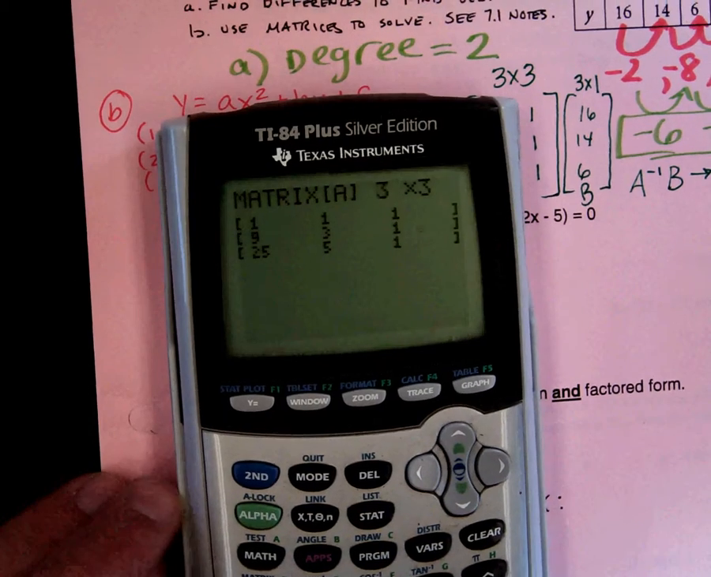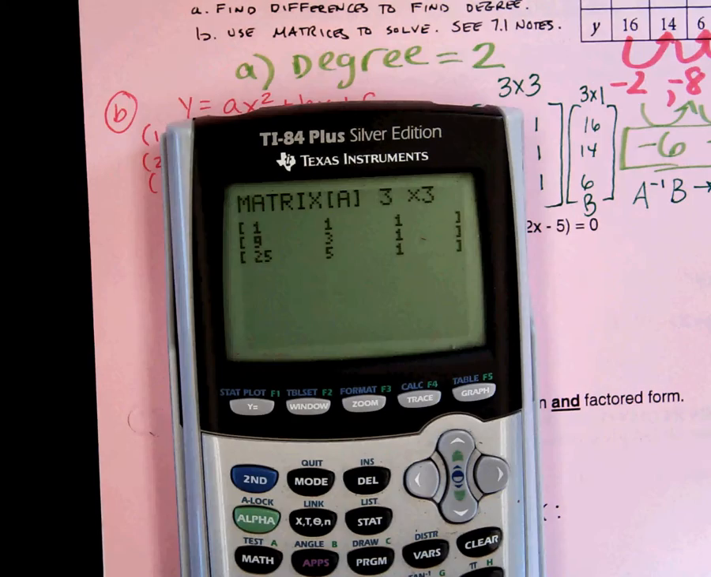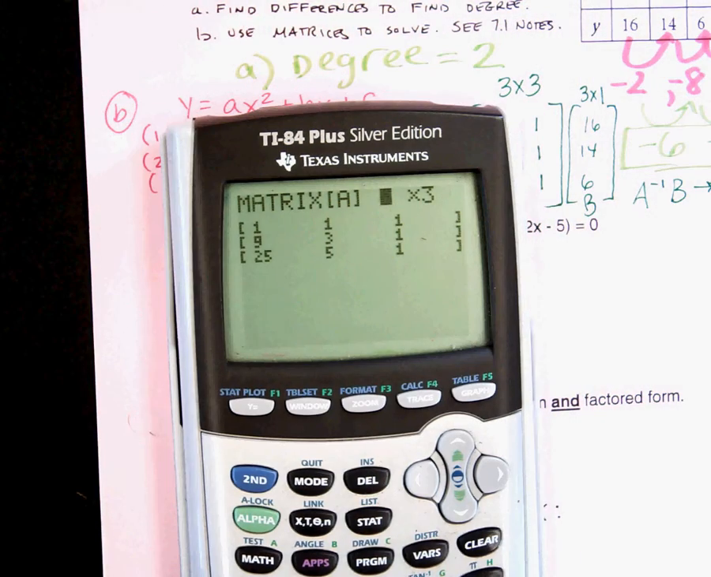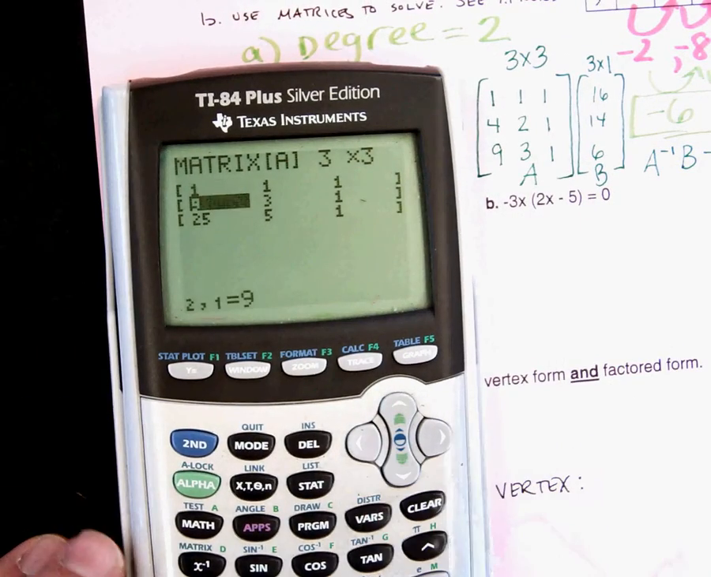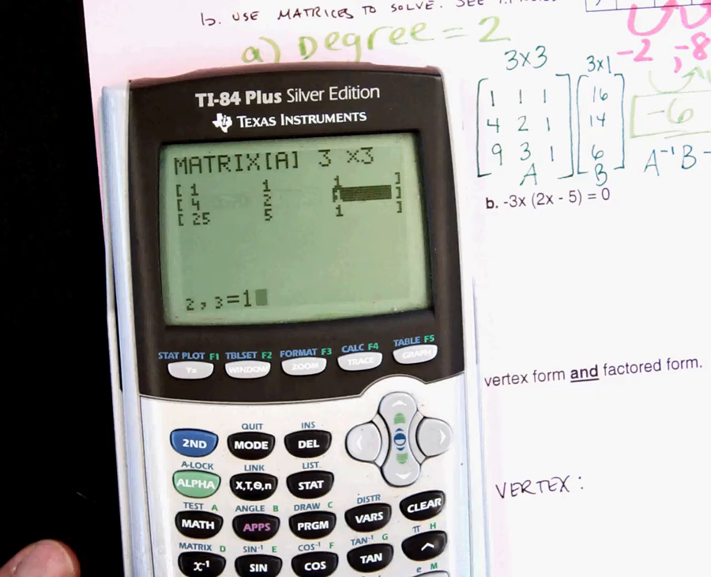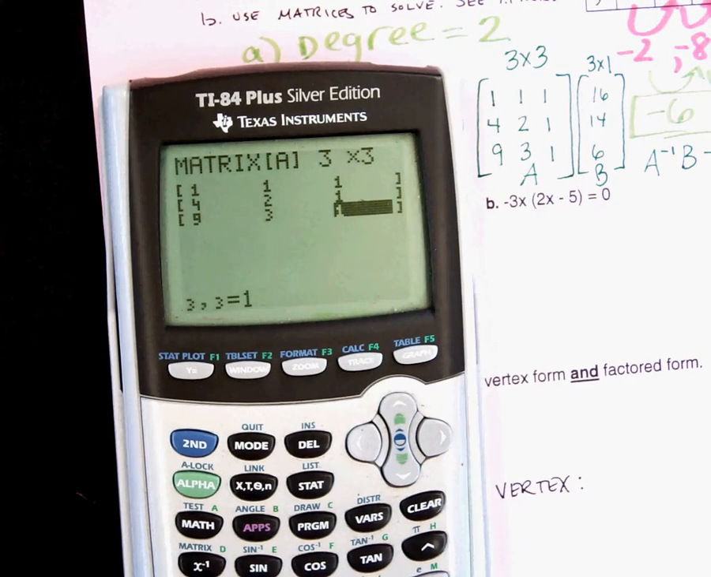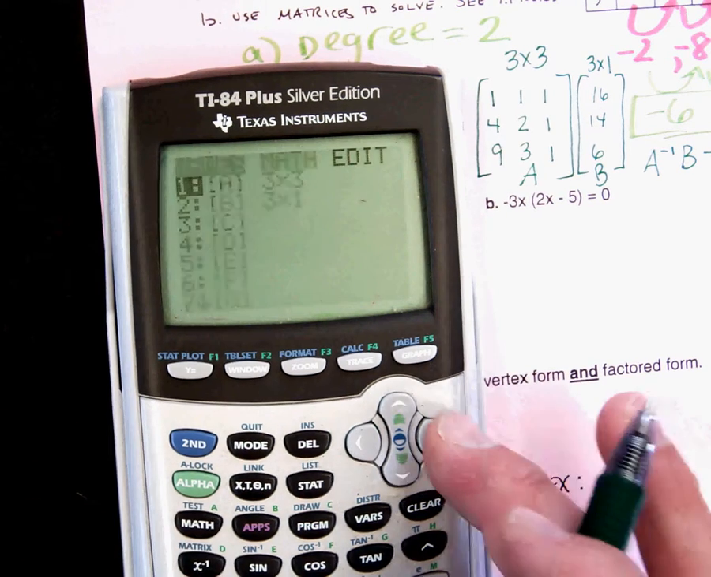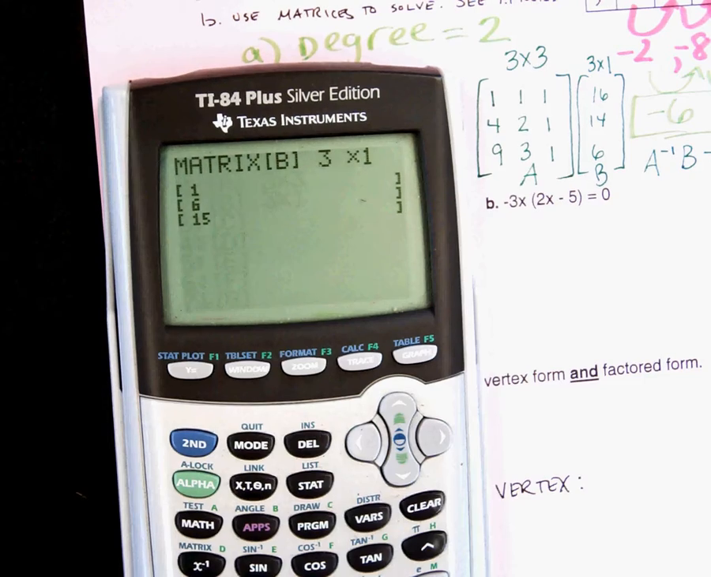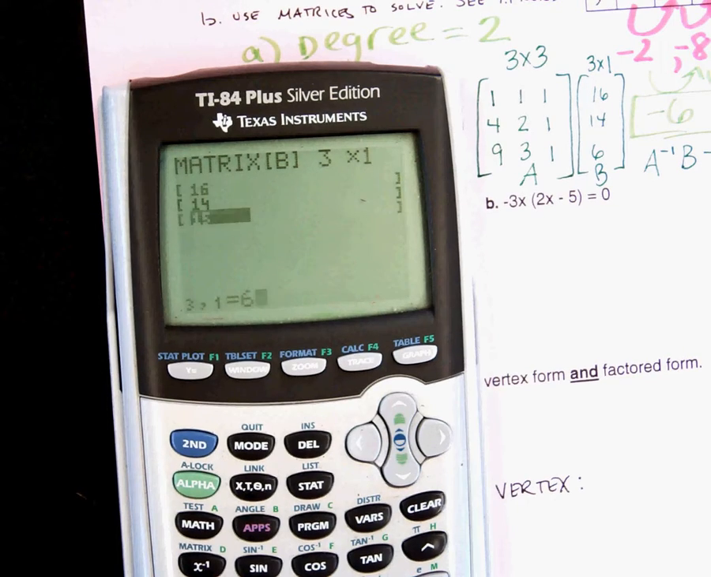You can see here in this matrix, I have 1, 1, 1 across the row for matrix A. I have 9, 3, and 1 going across row 2, so I want to change that to 4, 2, and 1. And then 9, 3, and 1 should be the third row of matrix A. We go back to matrix and then go over to edit 2, and we're going to change this 3 by 1 matrix to 16, 14, and 6.